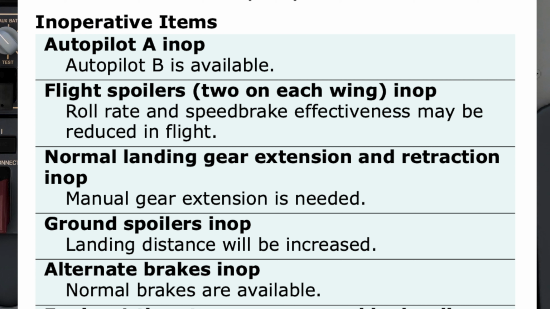Inoperative items. Autopilot A is inoperative. Autopilot B is available. Flight spoilers, 2 on each wing, are inoperative. Roll rate and speed brake effectiveness may be reduced in flight. Normal landing gear extension and retraction is inoperative. Manual gear extension is needed.